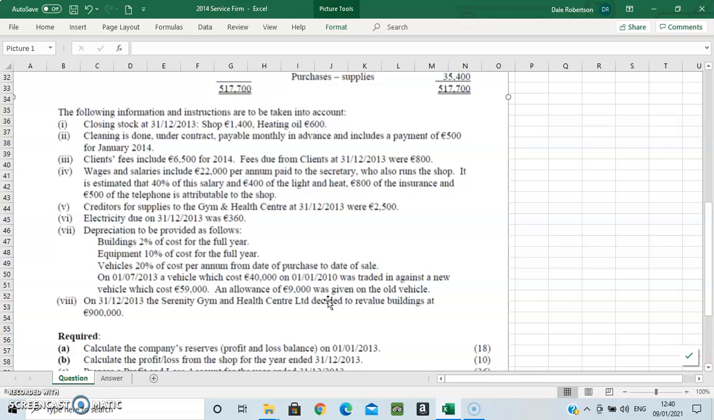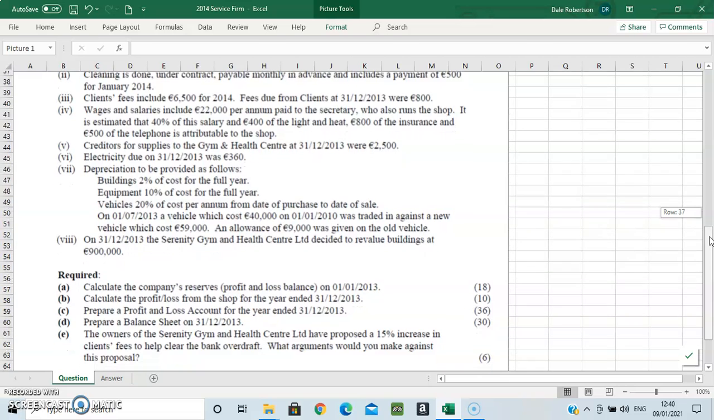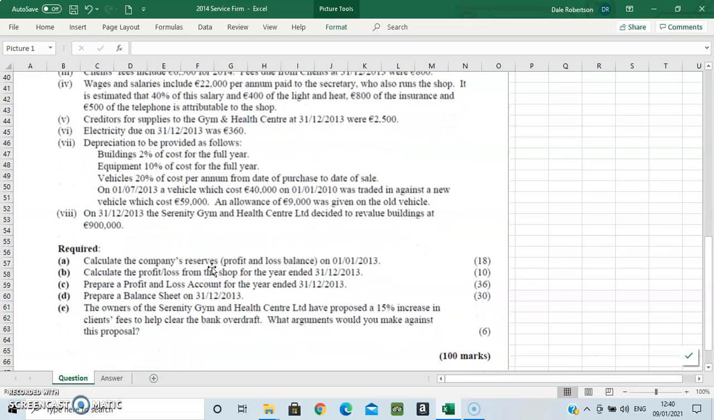There is a revaluation here on buildings, but we've seen that before. And just to double check what we're being asked to do, you're being asked to do the company's reserves, as per normal, the profit and loss account from the shop, which of course is working number one anyway. The profit and loss account itself, the balance sheet, and there is a theory part here, part E, which we'll have a look at when we get to the end.